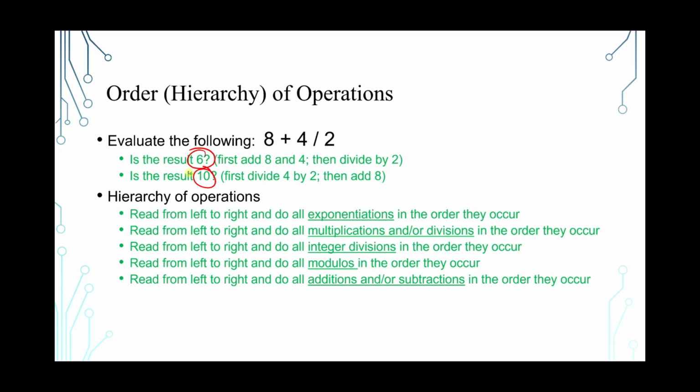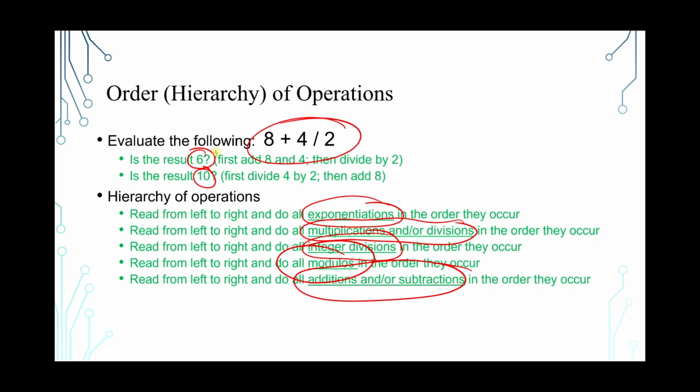Now, you have to know the hierarchy of operations to answer those things. So the hierarchy of operations, you would first do exponentiations if there is any. Then multiplication and division if there is any. Then integer division would follow that. Then the modulus. Then eventually additions or subtractions. So is the answer to this 6 or 10?